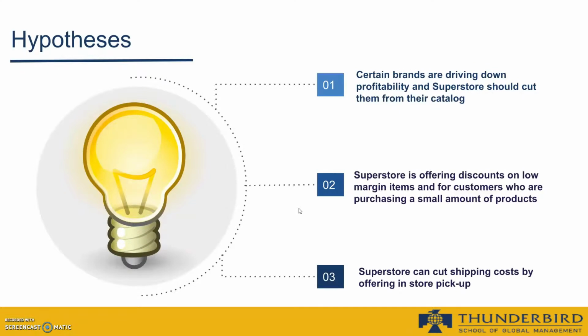Our hypotheses. First, certain brands are driving down profitability and Superstore should cut them from their catalog. Second, Superstore is offering discounts on low-margin items and for customers who are purchasing a small amount of products. Lastly, Superstore can cut shipping costs by offering in-store pickup.